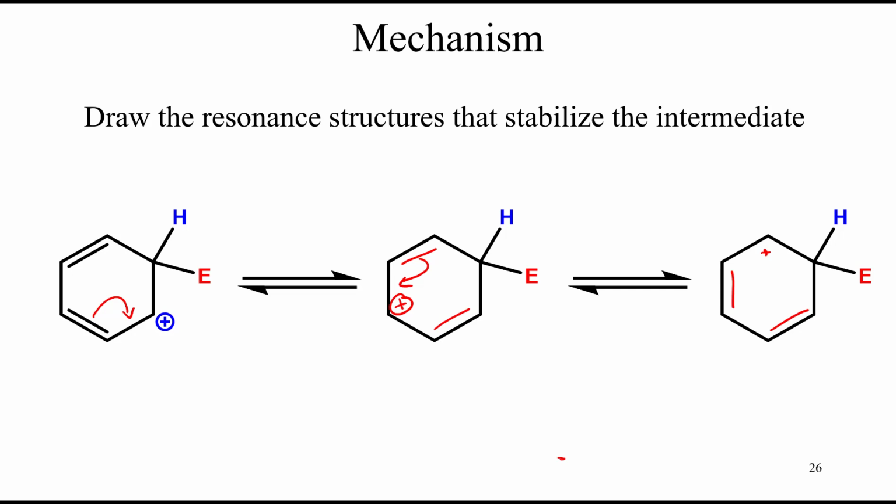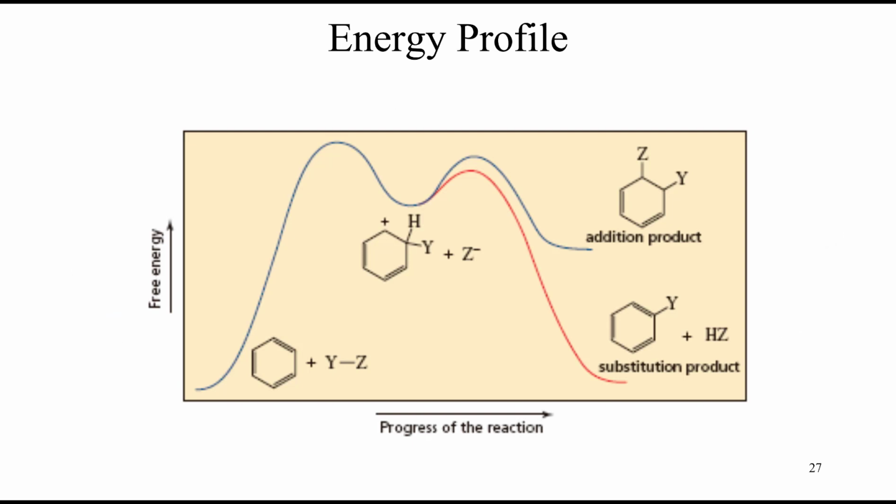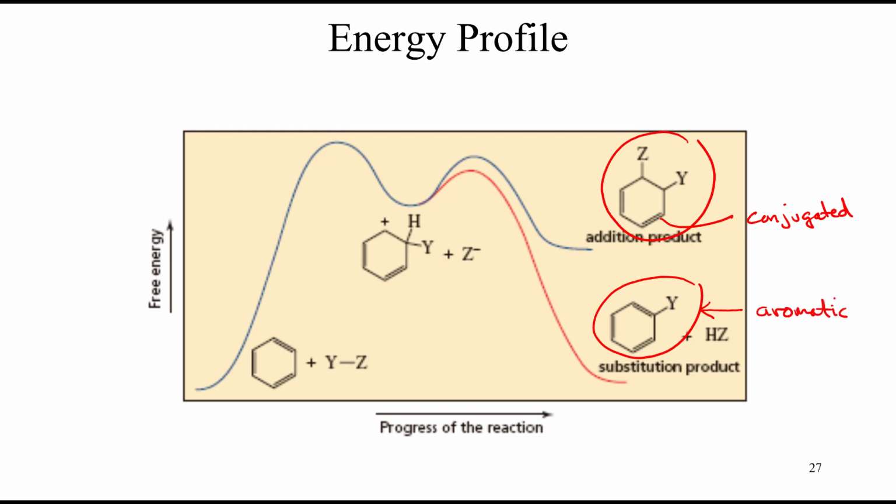Now, let's talk a little bit about why we go by substitution in general rather than addition. So here's my addition product, and here's my substitution product. Even though these are conjugated, remember, conjugated double bonds do have some stability associated with them. It turns out the substitution product is aromatic. And this is the importance in talking about resonance stabilization in relationship to aromatic compounds. The stabilization gained by an aromatic compound, while it delocalizes its electrons, causes the substitution product to be far less energetic than the addition product.